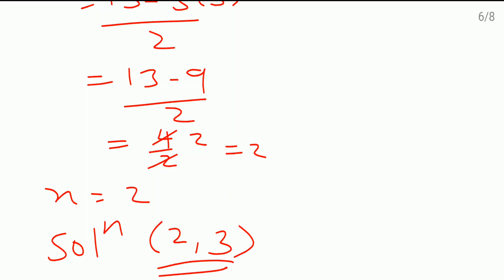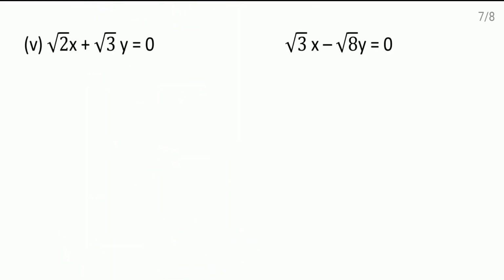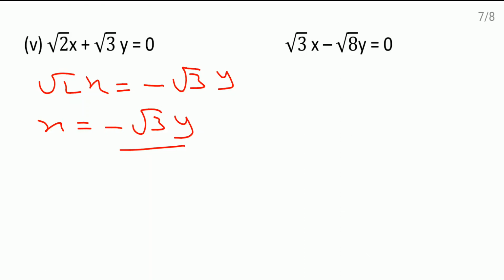Right? Come to the next sum now. See here, under root numbers are there. Still, don't get scared. We'll write down this equation as root 2x equal to minus root 3y, and x equal to minus root 3y divided by root 2. Correct? I will name this one as equation 1 and this one as equation 2.